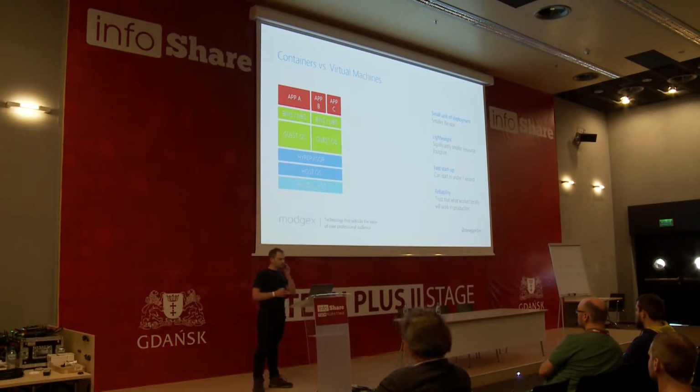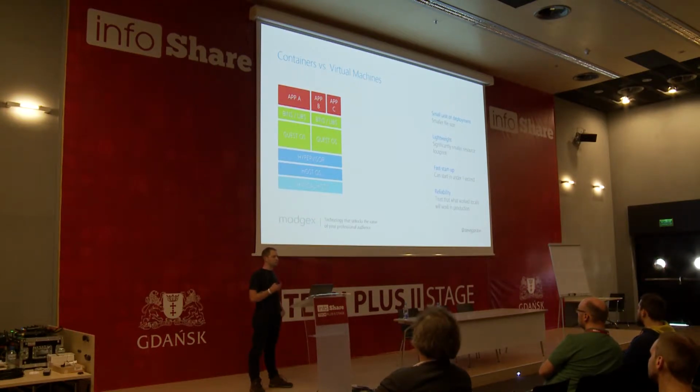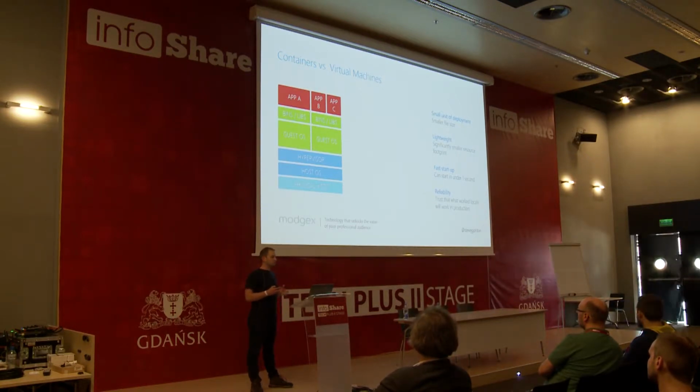So I want to start and just look at a virtual machine stack here. This is a traditional stack. We've got a physical host. We're running a host operating system. And then we've got the hypervisor layer that's going to abstract or virtualize the hardware on that machine so that we can share it among all the virtual machines that we want to run.